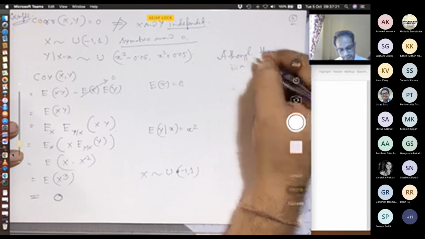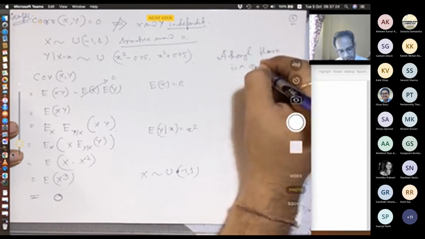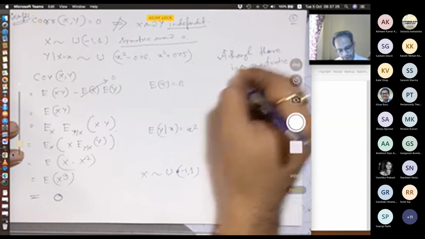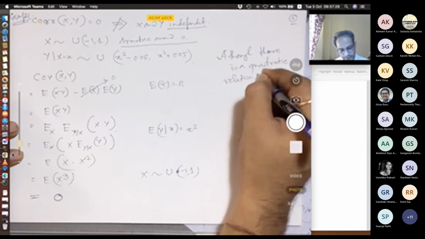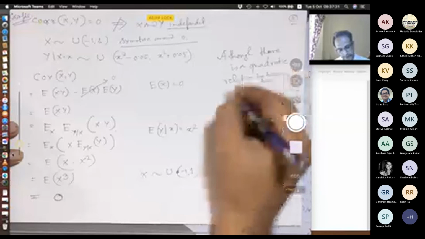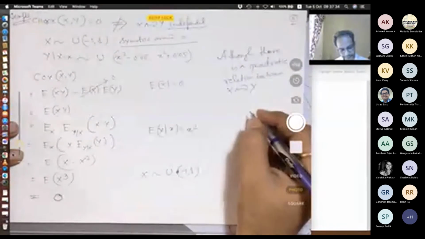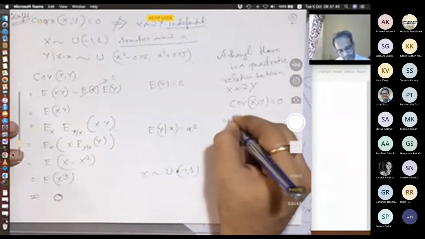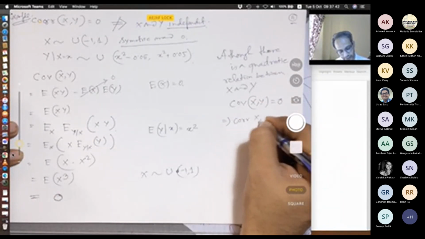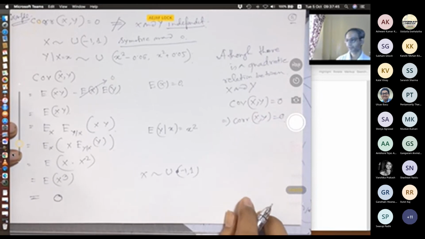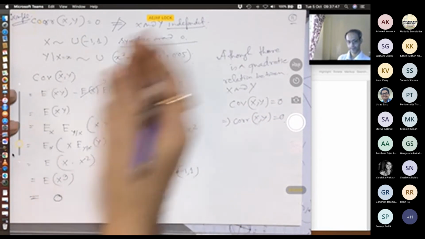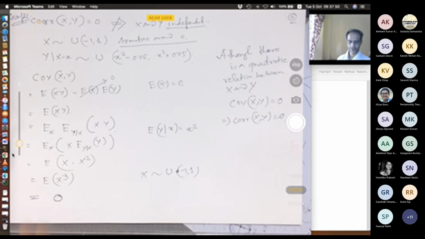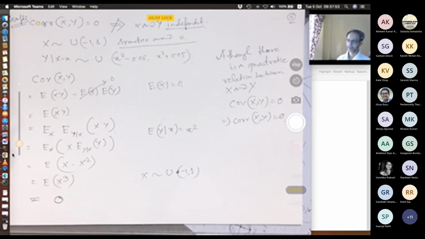Now you can see that although there is a quadratic relation between x and y, covariance of xy equals 0, that implies correlation of xy is also 0, but correlation 0 doesn't imply that they are independent. Already dependence we have constructed, but still we are ending up with correlation 0. So correlation 0 in general doesn't imply they are independent.